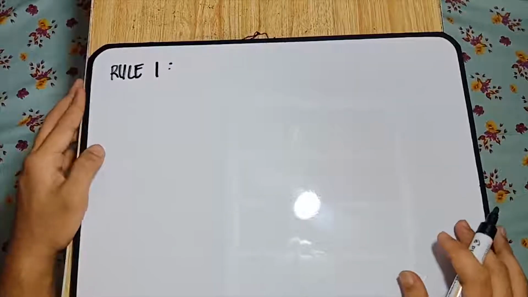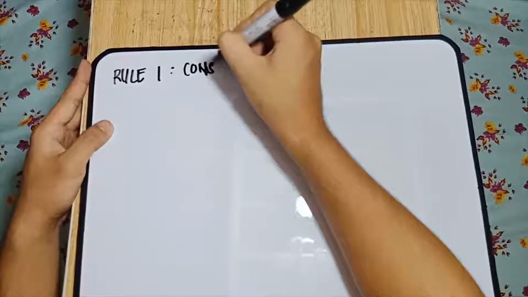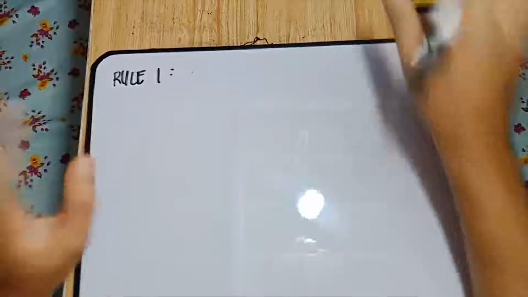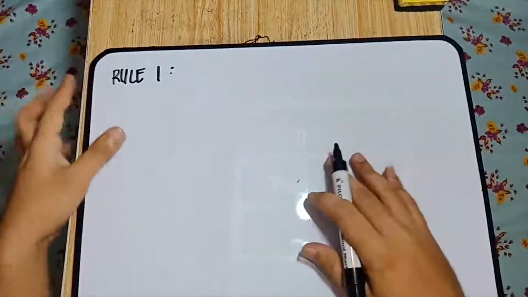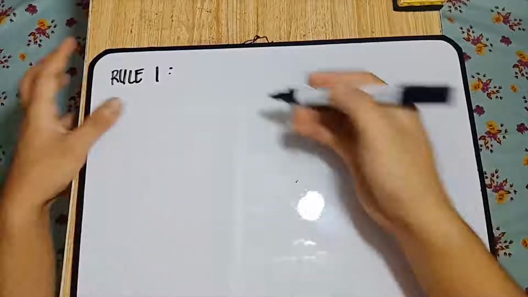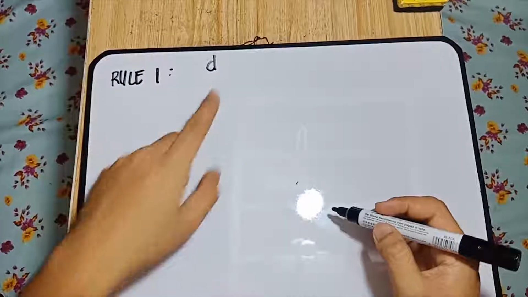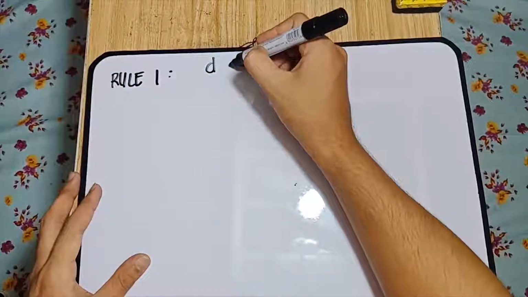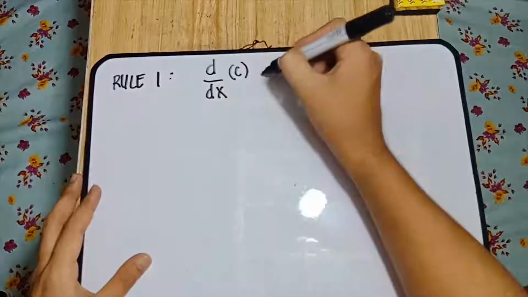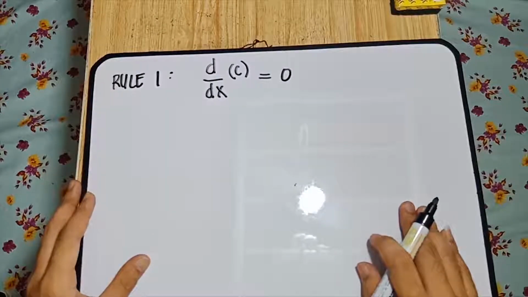Rule number 1 is the constant rule. Tandaan nyo na lang, constant rule. Ibig sabihin daw, the derivative, denoted as D, the derivative of C in terms of x ay 0. So, that is our first rule, constant rule.